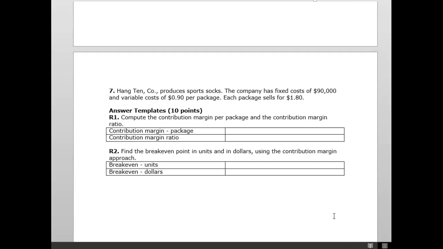And now we are looking at socks, sports socks. And they have fixed cost of $90,000 and variable cost of 90 cents per package, and each package sells for $1.80. And then you're going to figure out the contribution margin, the ratio, and the break-even in units. And I'm going to let you do that. I bet you can do that all by yourself right now.